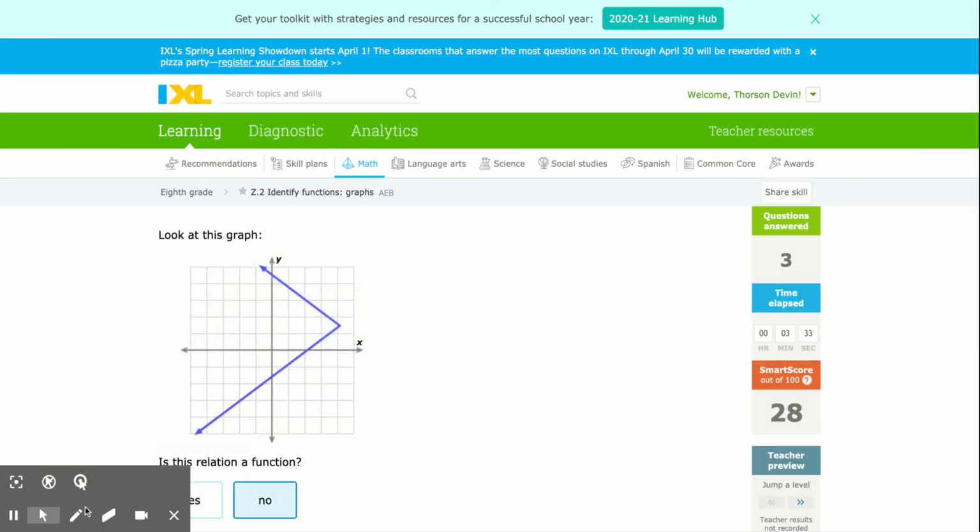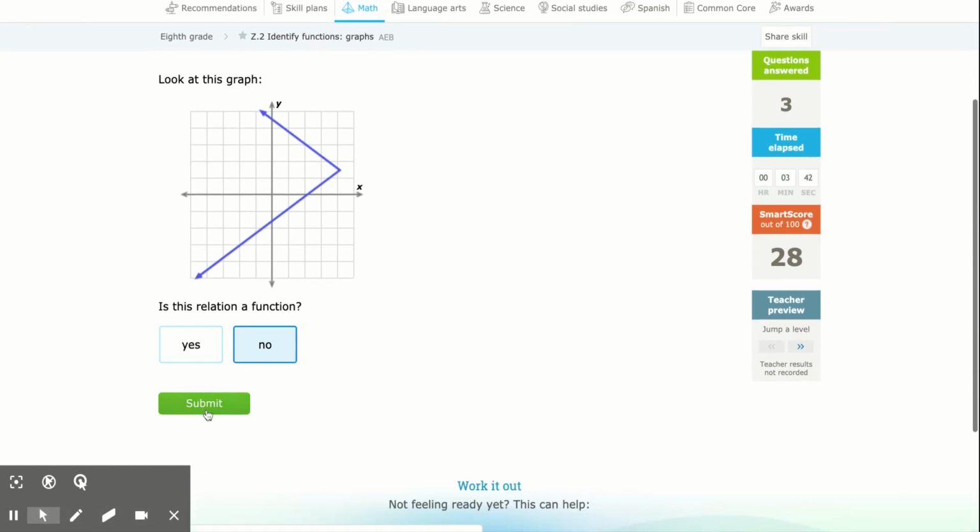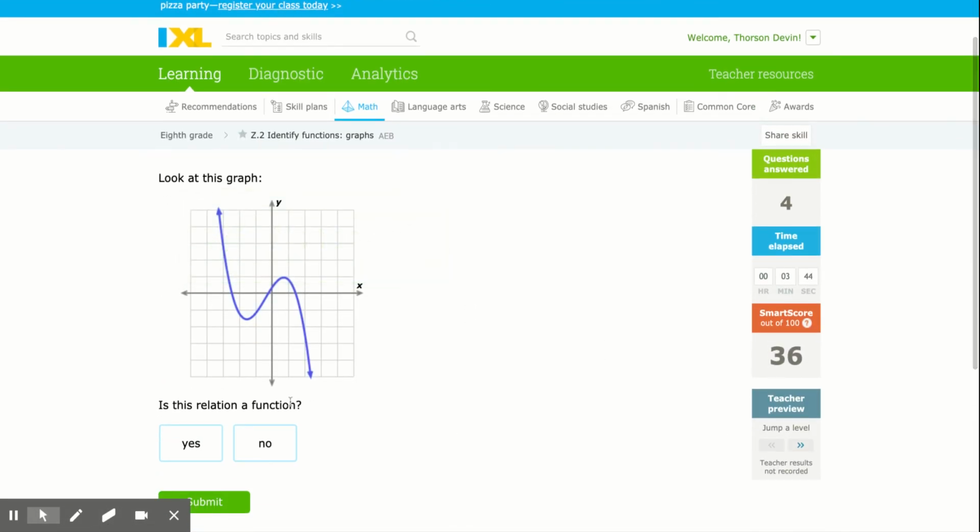Obviously, no, not a function, because you can draw this vertical line right there. I'm really not going to waste any more of your time. If you have questions, do bring them to class, but just remember, you're looking for vertical lines that hit it in more than one spot. And there isn't one on here.